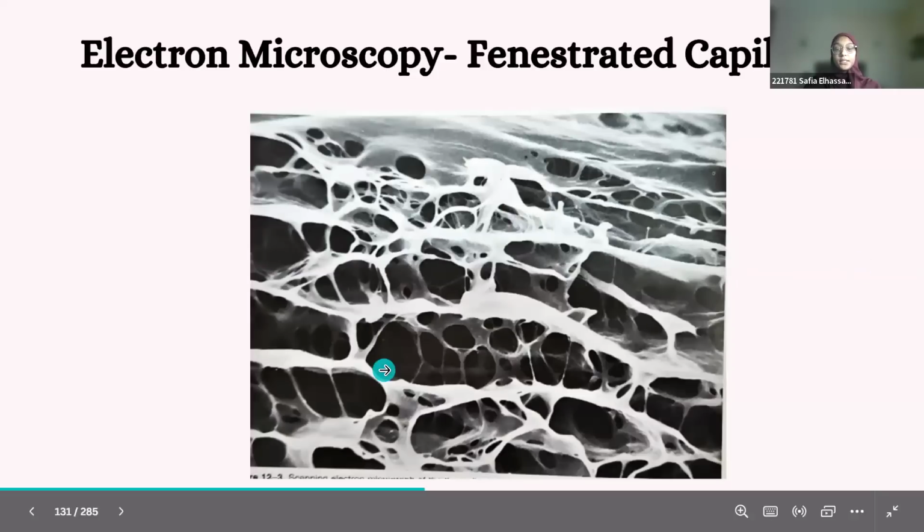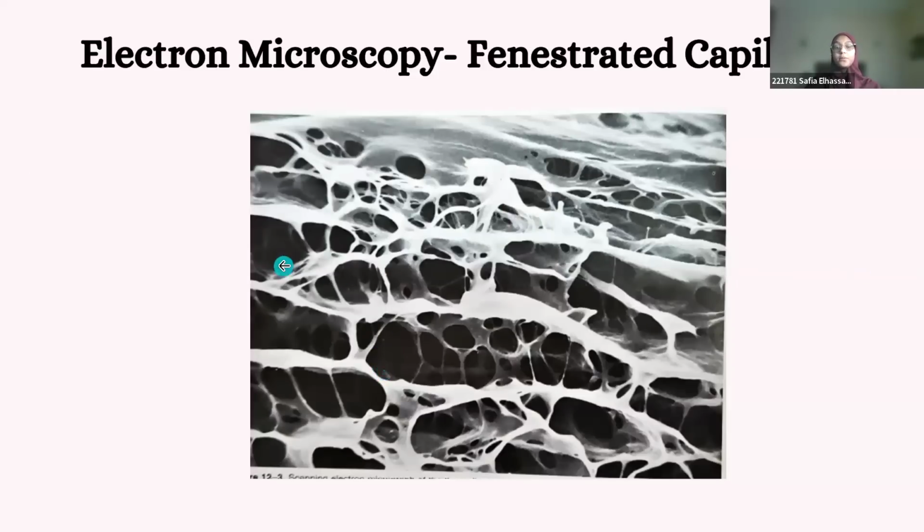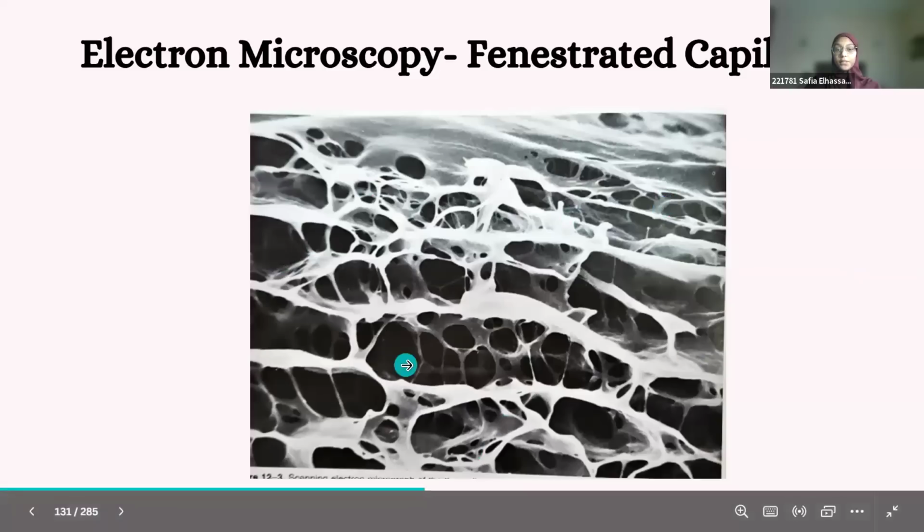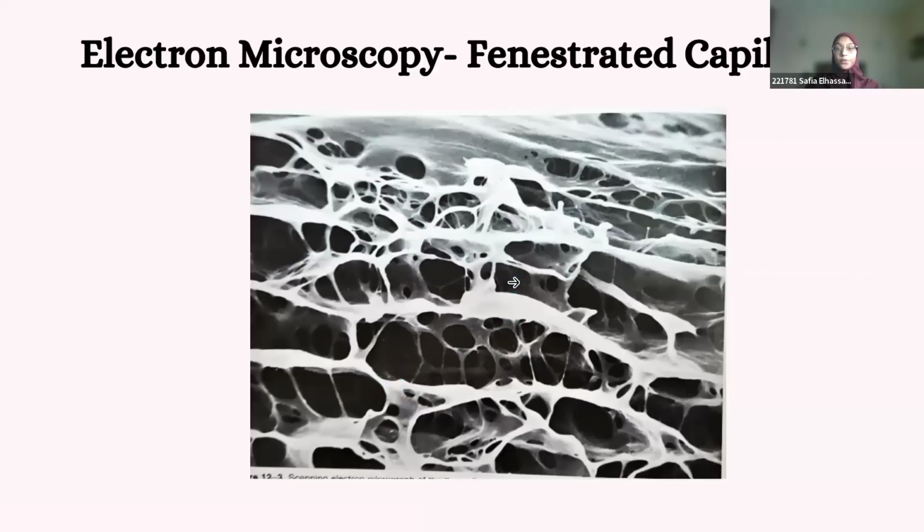And here is just a scanning electron microscopy image of the fenestrated capillary. So this is what it looks like from the outside. Can you appreciate these really large fenestrae, these gaps that would allow large proteins to leave?